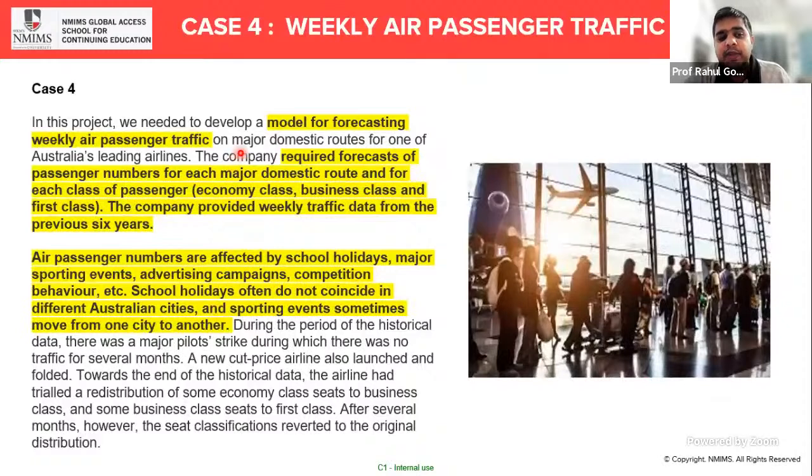Look at case four. Here, consultants were asked to develop a model for forecasting weekly air passenger traffic. They required a forecast for passengers because they wanted to plan their domestic routes and each class of passenger. Air passenger numbers are affected by so many things: school holidays, major sporting events, advertisements, competition behavior. School holidays often do not coincide across Australian cities; for a specific city, school holidays are at some other time. Sporting events can move from one city to another. So again, the model that is built has to account for these complexities in the given context.